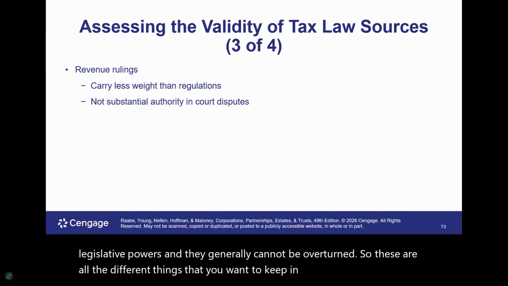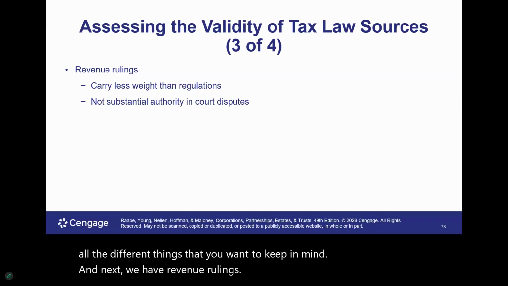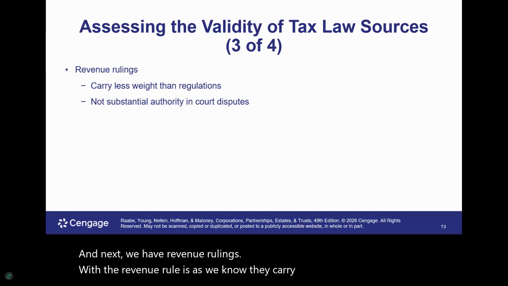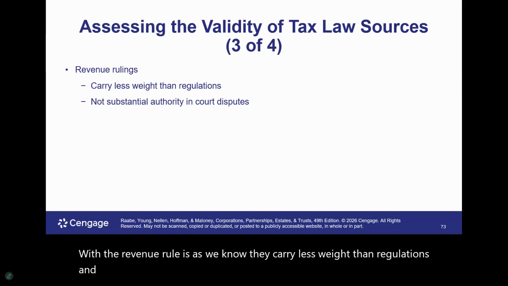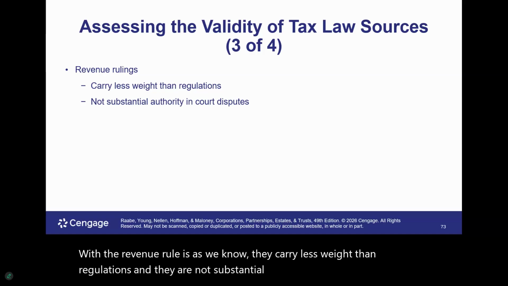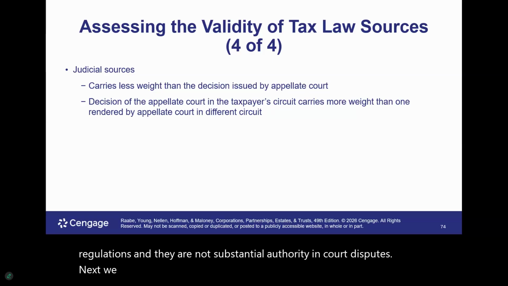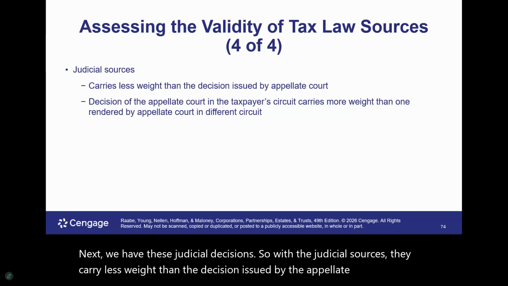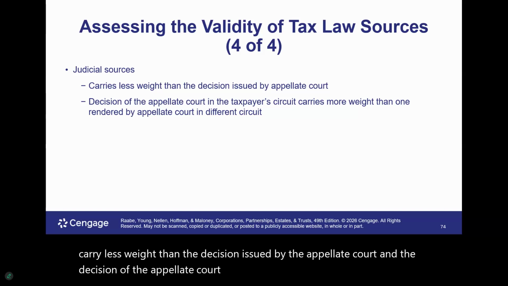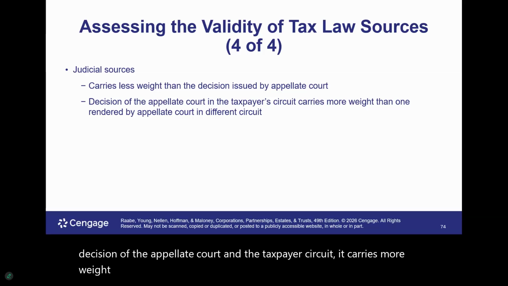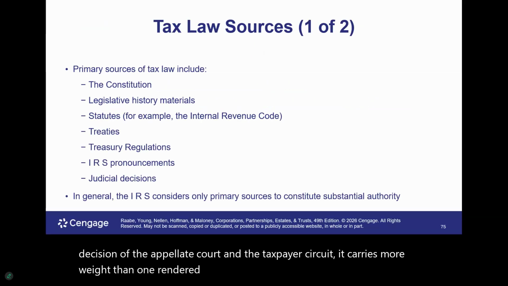And next we have revenue rulings. With the revenue rulings, as we know, they carry less weight than regulations, and they are not substantial authority in court disputes. And next, we have these judicial decisions. So, with the judicial sources, they carry less weight than the decision issued by the appellate court. And the decision of the appellate court in the taxpayer circuit carries more weight than one rendered by the appellate court in different circuits.